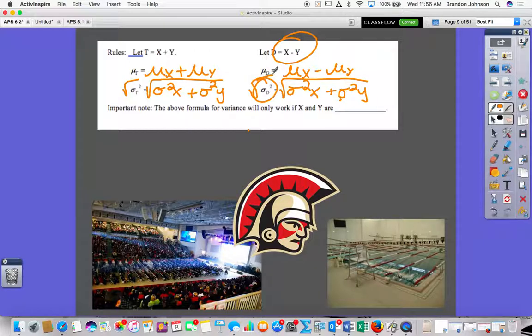This won't work unless it's what? It's got to be independent, whether added or subtracted. That will work too, Morgan. That'd be good, okay? It's got to be independent, okay?